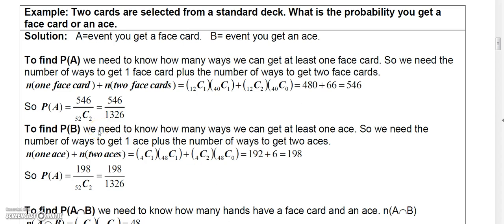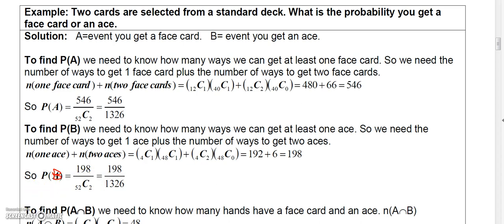Then secondly, we need to know how many ways you can get at least 1 ace. So we calculate the number of ways to get 1 ace, which would be out of 4 aces choose 1, and 48 non-aces choose 1, plus the number of ways that you can get 2 aces, so that would be out of the 4 aces choose 2, and then 48 non-aces choose none, and you get 198. So the probability of B is 198 out of the same denominator, 52 choose 2, which is 198 out of 1326.